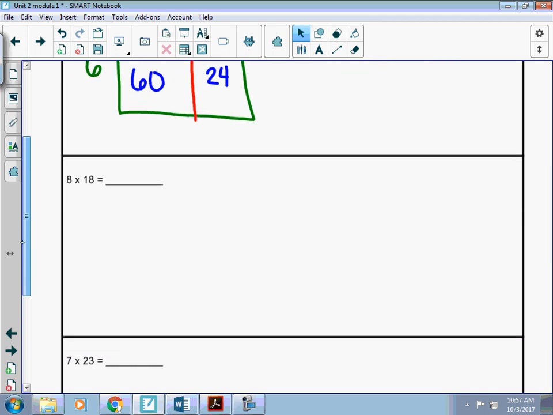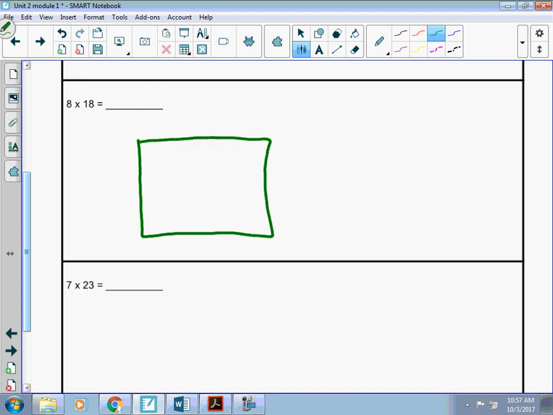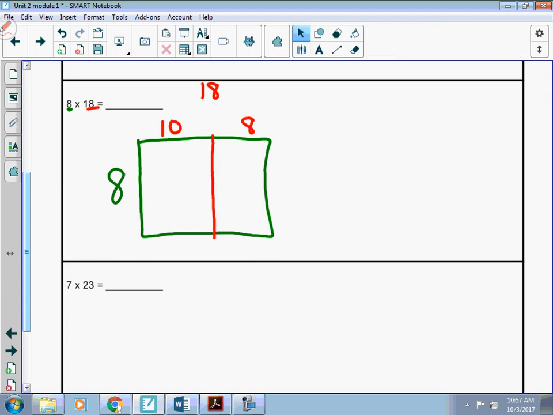For the second one, I am doing 8 times 18. I'm going to start with my rectangle, and it's important to draw that rectangle big enough that you can write inside of it. And then look at my numbers. I have an 8, and there's nothing to break up, it's just the ones place, so I have my 8. And my 18, which will be the number up top, I have 1 ten, and I have 8 ones. So I'm going to split my rectangle up.